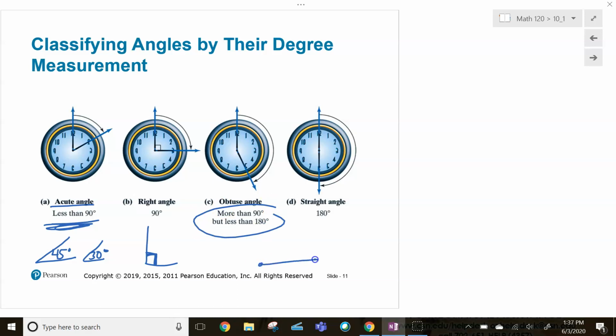So let's say we rotate 100 degrees, more than 90 but less than 180. That's not very good. It looks more like 140 degrees or something. But anyway, you have to be more than 90 but less than 180. Finally, a straight angle is 180 degrees.